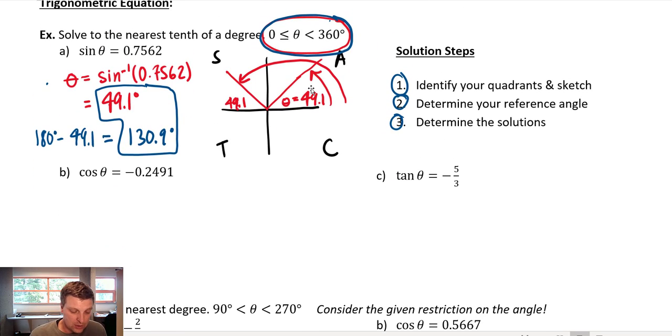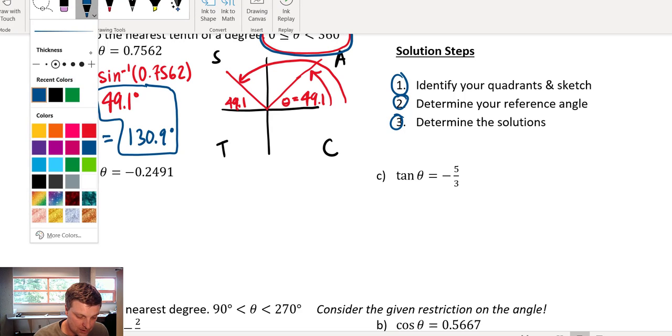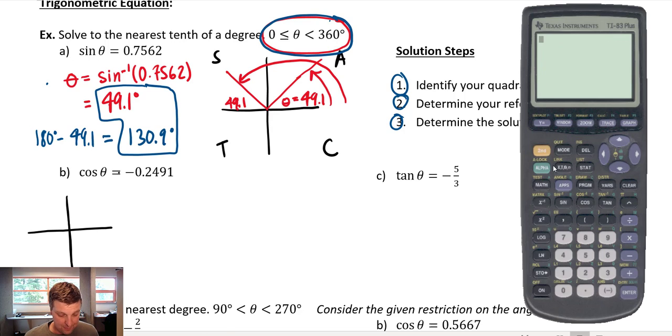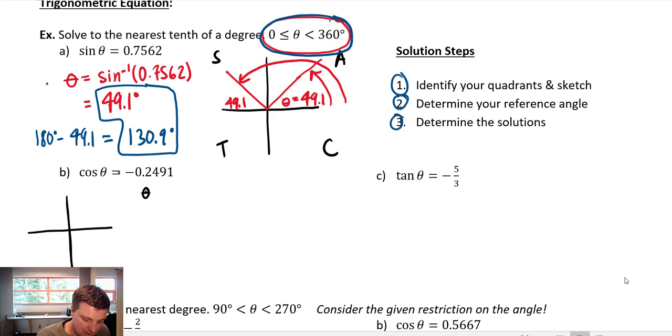So let's try the same thing for the cosine of theta equals negative 0.2491. And so my first step is I want to draw this angle here. Now I don't know what it is, but I'm going to go to my calculator and find second function cosine of negative 0.2491. And it's going to return an answer of 104.4 degrees. So my calculator tells me that theta, which is the inverse cosine of negative 0.2491, is 104.4 degrees.